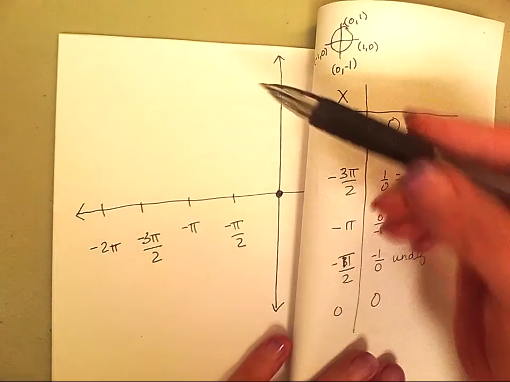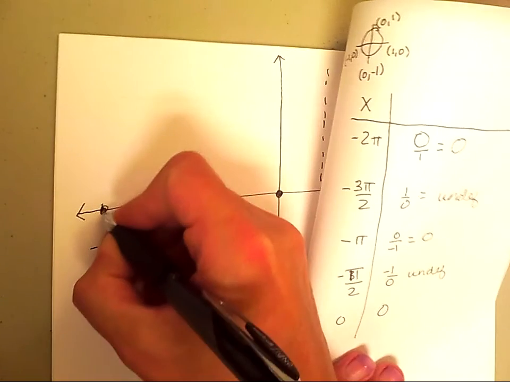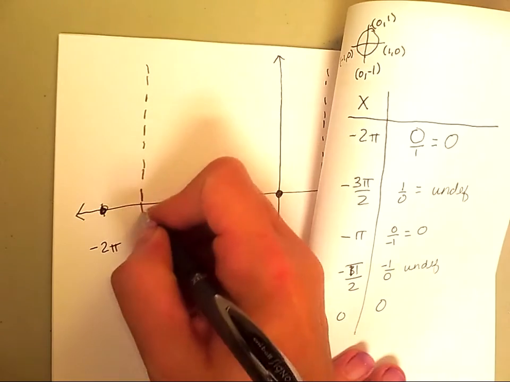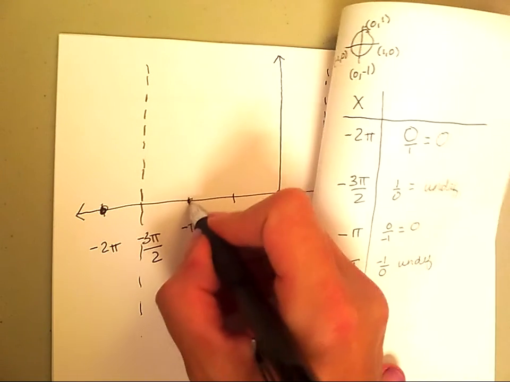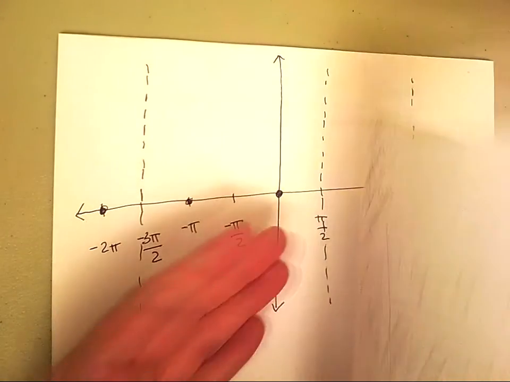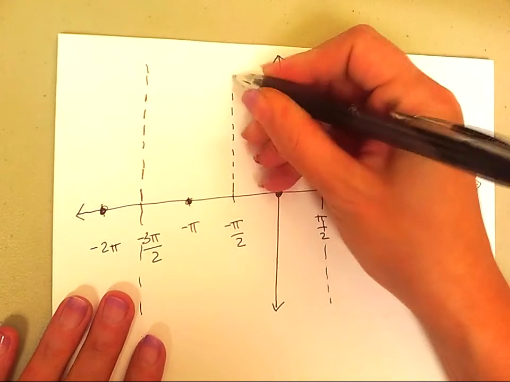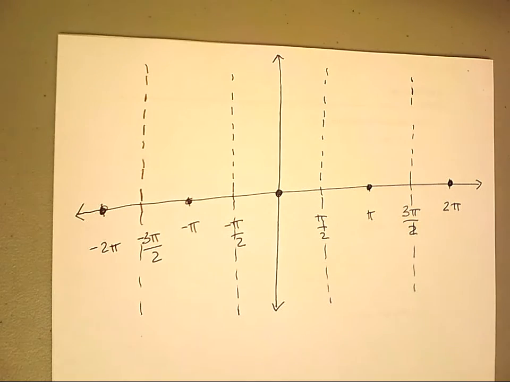In the opposite direction, at 0, we have 0. At negative 2 pi, we have 0. At negative 3 pi over 2, we have an asymptote. At negative pi, we were back at 0. And again, we have this asymptote at negative pi over 2. Okay. So far, that's what we have for the tangent graph.